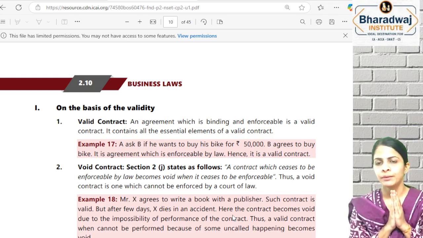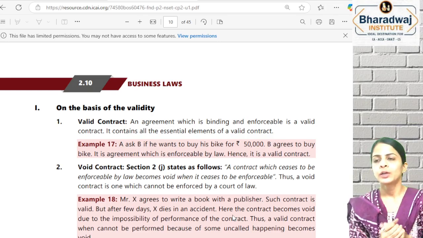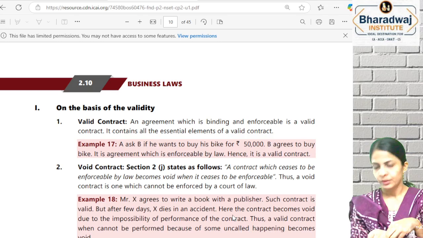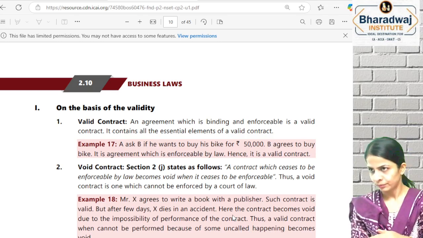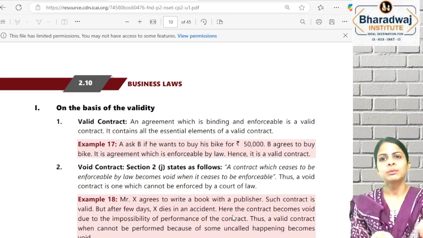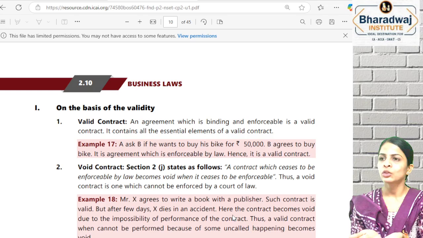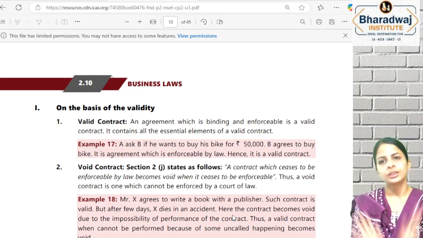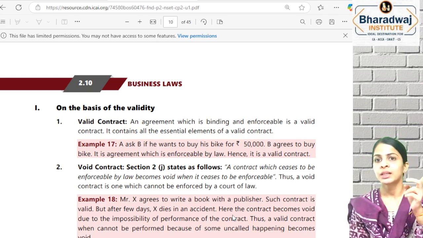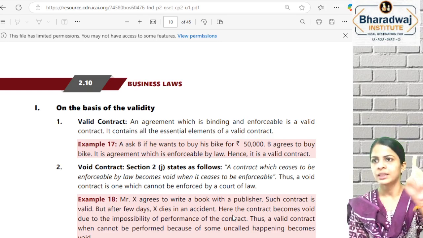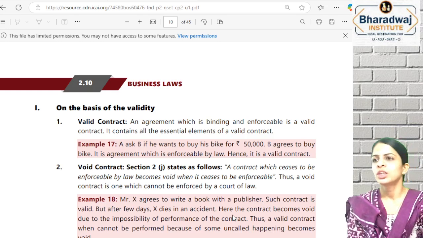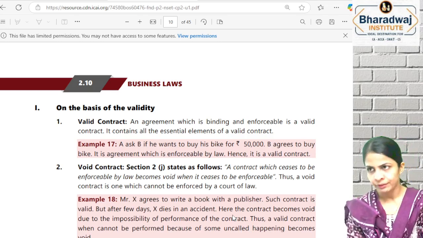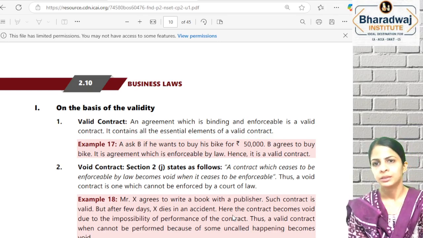For example, in case of undue influence, doctor and patient: a doctor may advise the patient that you will have to undergo the operation. There is an option available to the patient that he may enter into the contract or may not. Wherever this option is available at the option of one party, it is termed as voidable. Clear? So majorly wherever free consent is not there, it is voidable.